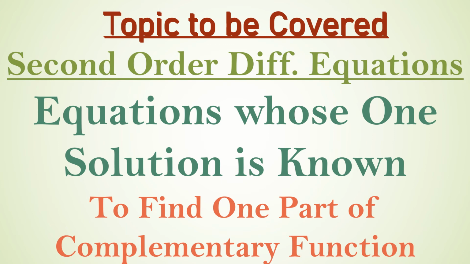Now, here we are going to discuss the concept that in certain problems, one part of the complementary function is not already given to us. But in that case, by a certain procedure or condition, we can determine one part of the complementary function, and on the basis of that, by following the same methodology, we can find another part. So here we are going to find one part of the complementary function of certain standard problems. Let us see the method to find one part of the complementary function.